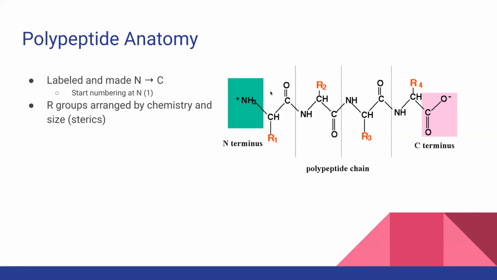Polypeptide anatomy. A protein is just a sequence of amino acids. A polypeptide is like a sequence of amino acids. It's going to start at the N terminus. That's going to be your first amino acid, and then you're going to count up from there all the way to your C terminus. Our groups are arranged by chemistry and size and sterics.